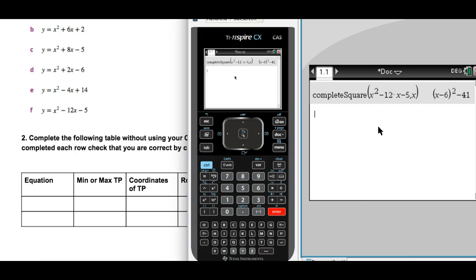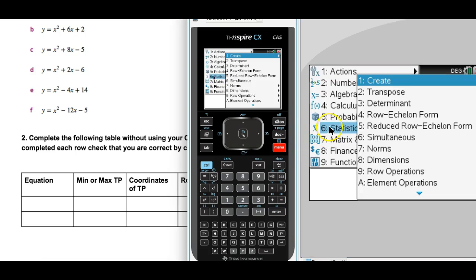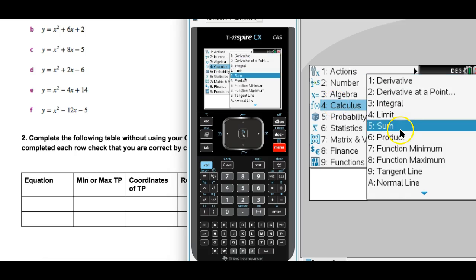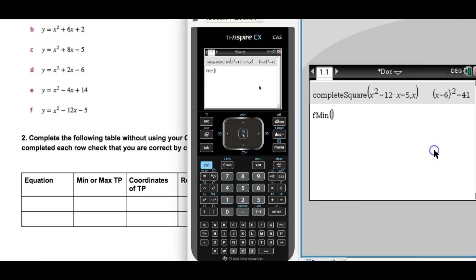I also want to show you something else that may be of interest to you. You can do it that way, but you can also, if you go to calculus, it will find the minimum or the maximum for you. So for this one, I know it's a minimum because it's a positive parabola. So I'll just type the expression again. Not the equation, just the expression. And we're going to do comma x because that's our variable. And you get x equals 6.